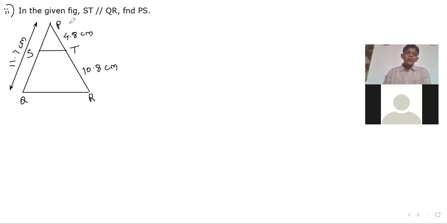And to take part upon whole, I first need to find out the whole. And that is 4.8 plus 10.8, 15.6. Yes or no? So I'm going to make use of this 4.8 to first find out the whole, so that I can take part upon whole is equal to part upon whole to find the required part. Am I right? Yes, sir.